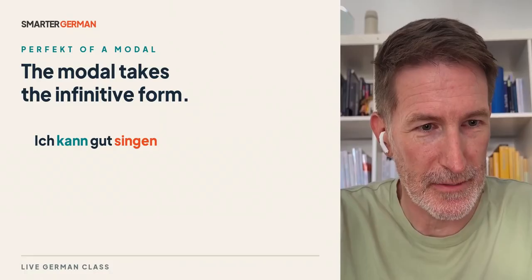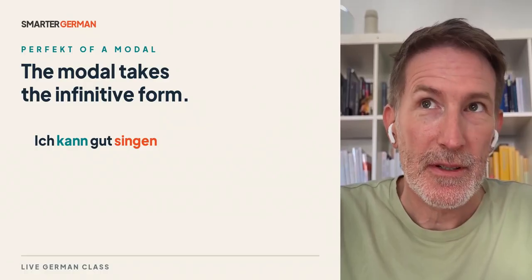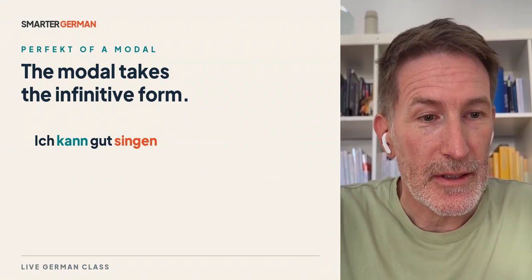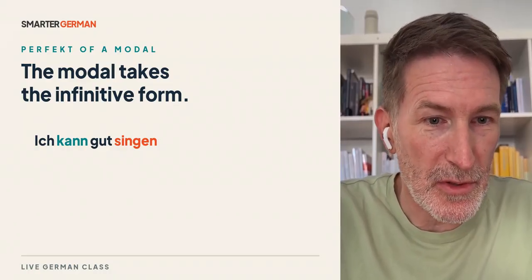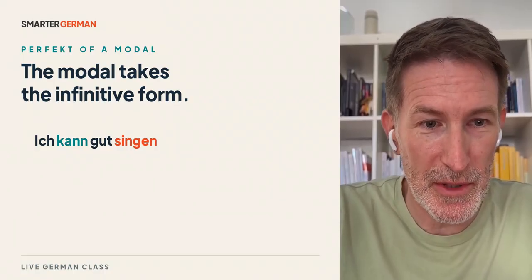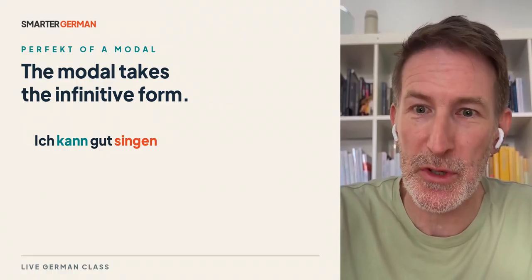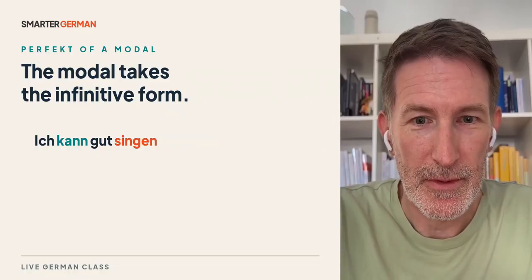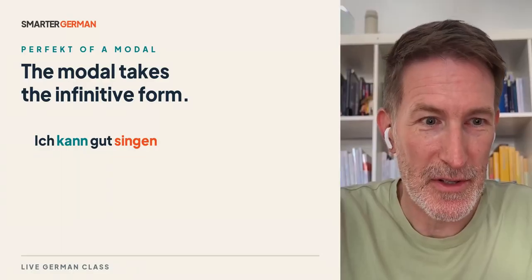Ich kann singen. Yeah, let's assume. Now you want to put this into the, this is the present tense, Präsens in German. Now you want to put this into the perfect. Normally you would translate. You would put this into the Präteritum. I give you the Präteritum. How would you do this? Anyone? Just try. The same sentence. No, same sentence. Yeah.